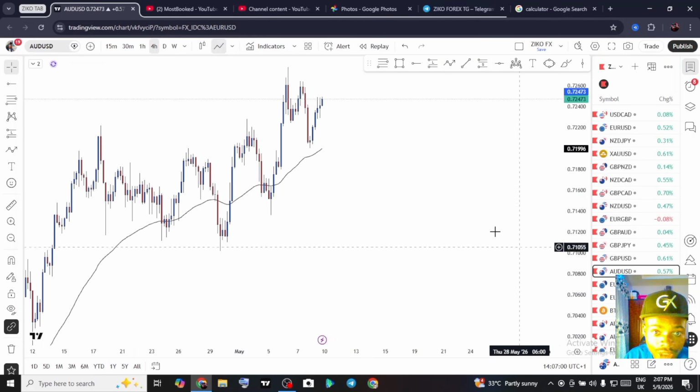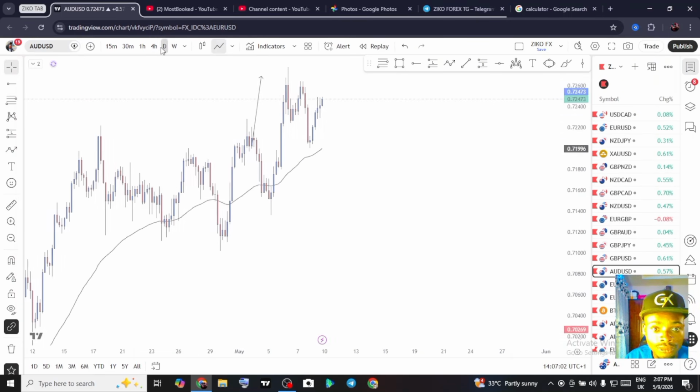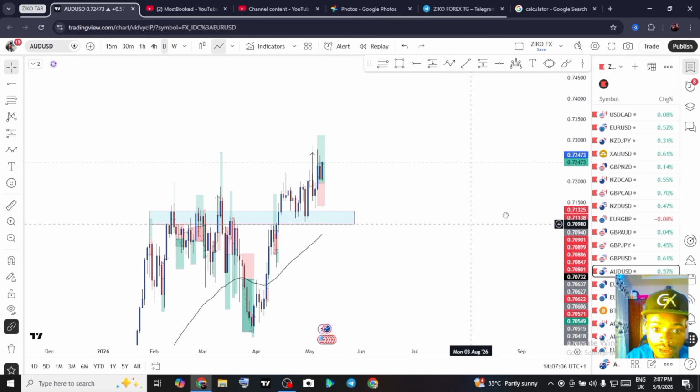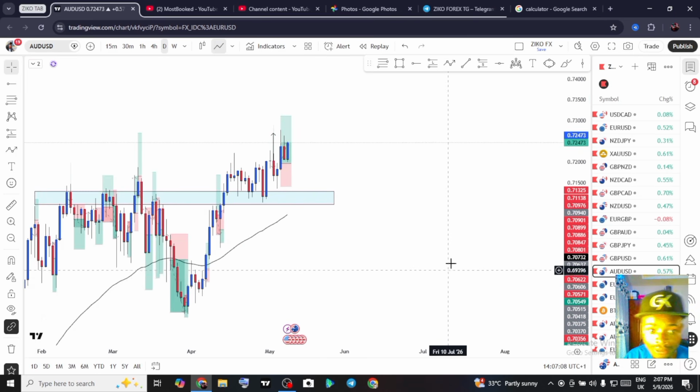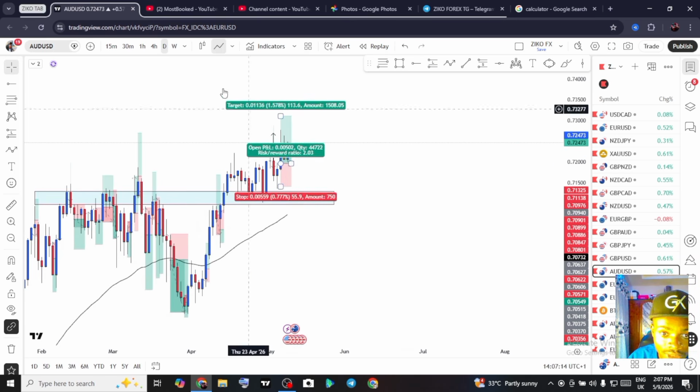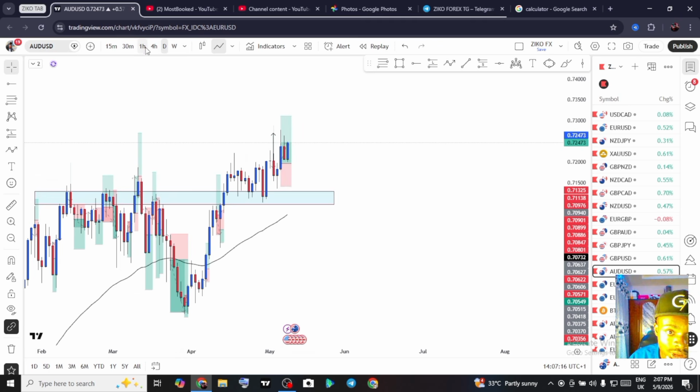All right, next pair, AUDUSD. Seems like all these USD pairs are going to the upside, right? So AUDUSD, okay, seems like we have a risk reward ratio of 2 here. Let us see what is there.